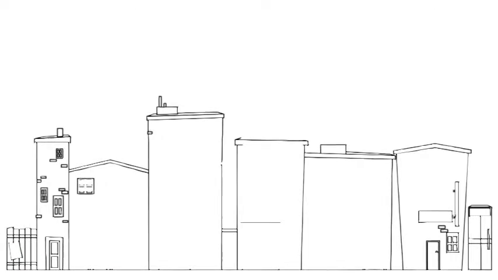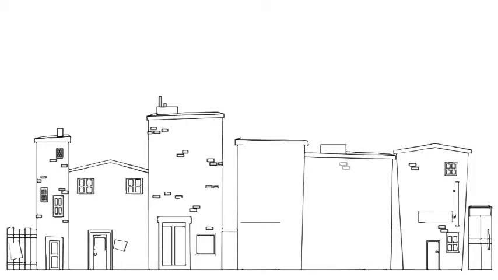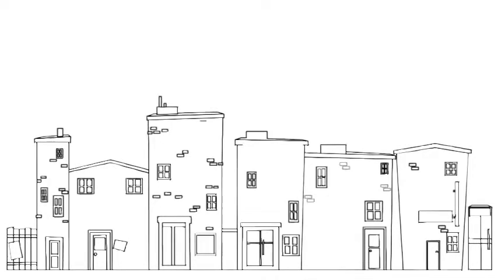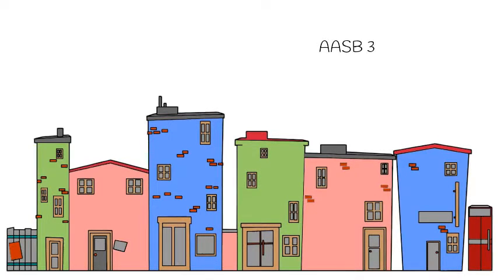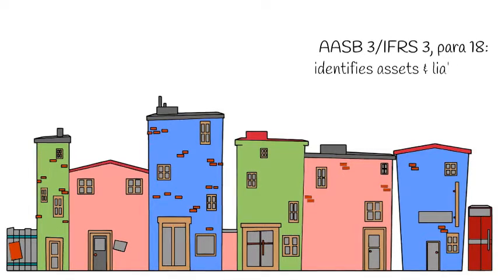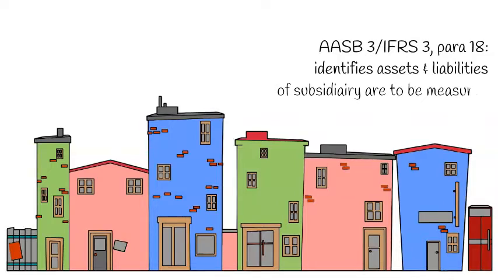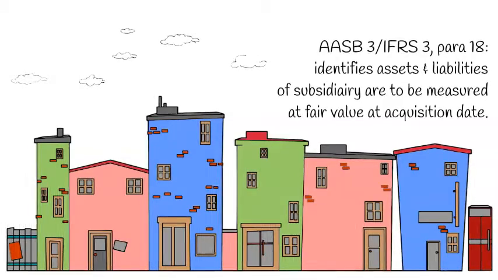AASB 3 paragraph 18 requires that identifiable assets and liabilities of the subsidiary are to be measured at fair value at acquisition date. Therefore, we need to compare carrying amount of our assets and liabilities to the fair values. If carrying amount is lower than the fair value, we will need to revalue up to the fair value. If carrying amount is higher than the fair value, we will need to revalue down to the fair value.